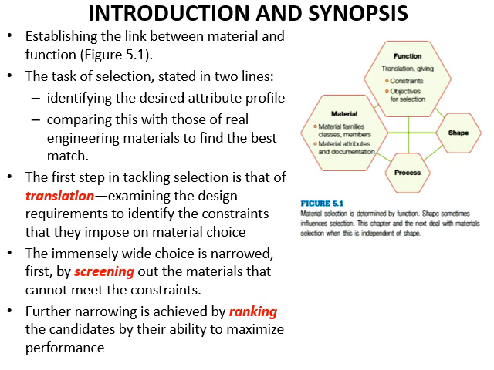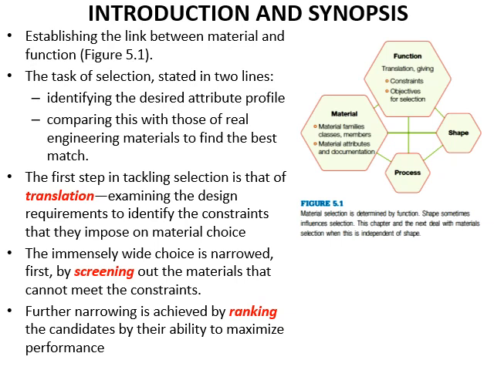In the previous classes, we linked the design requirement with materials, shapes and processes. These elements influence each other, such that the selection of material will limit the processing methods that can be used. In selecting materials, we need to identify the desired attribute profile based on the design requirements. Then we need to compare this with real engineering materials to find the best match.